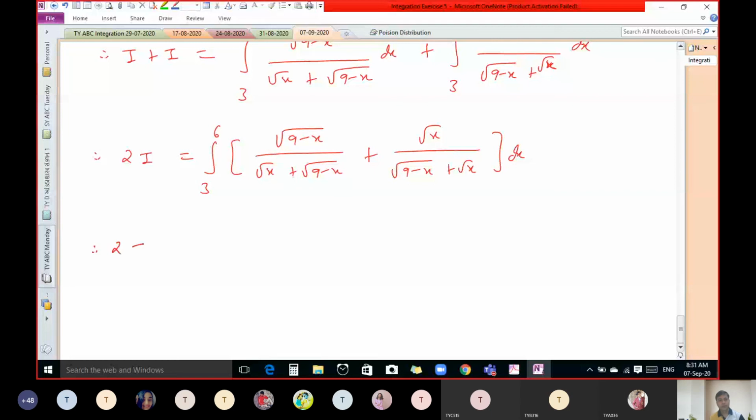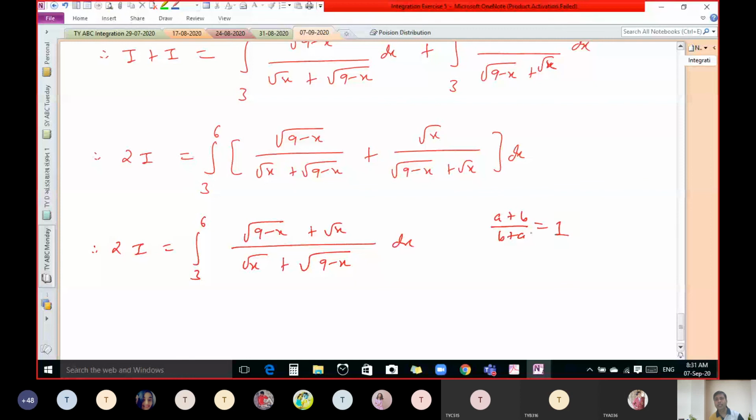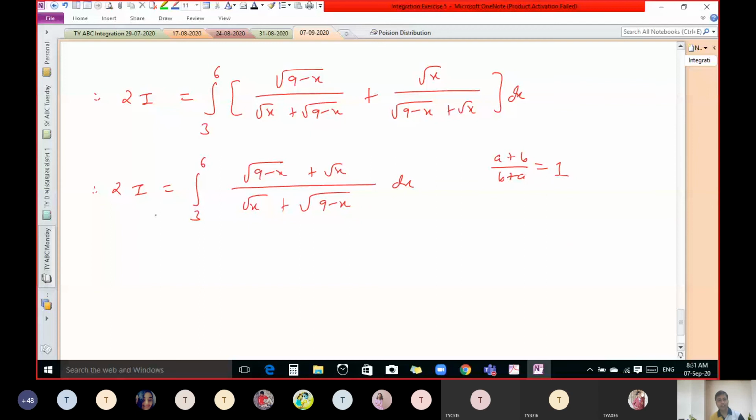Now keeping this as it is, see the denominator. Here the denominator is root x plus root 9 minus x, and here root 9 minus x plus root x. So obviously the denominator is the same, so we add the numerators. It is root 9 minus x plus root x. Because it is like a plus b and here b plus a, obviously it is the same. So we can cancel this and we get 1. If we cancel this, root x plus root 9 minus x, you can write 3 to 6 and we get 1.